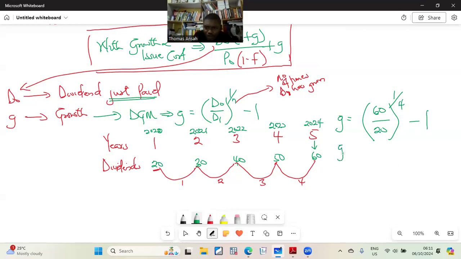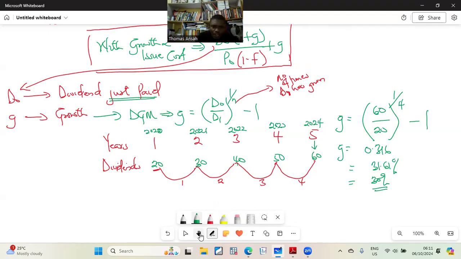So to calculate this, I have 60 divided by 20, which is 3. Then I raise it to the power 1 over 4, and I have 1.31607 and so on. Then I deduct the 1, so my answer will be 0.316 something. Therefore, I can say my dividend has grown 31.6%. If I round it to the nearest whole number, I can say my dividend has grown 32%. That is the rate. That is how you use the dividend growth model to calculate the growth.